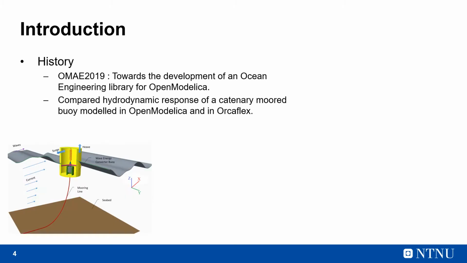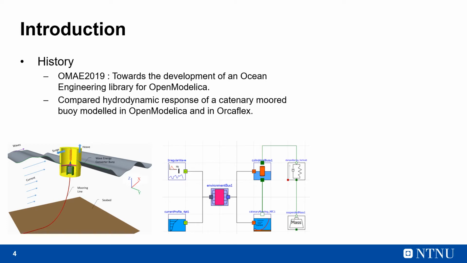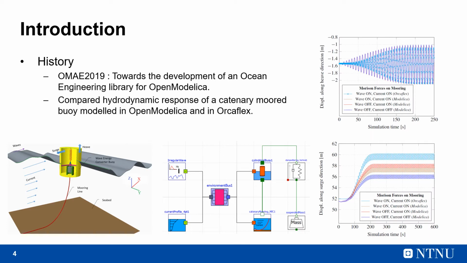The figure shows the concept of the system that was modeled entirely in Open Modelica, where we developed component models for representing the effects of irregular waves and the depth varying current, as well as for the hydrodynamic response of a cylindrical buoy, which is moored by a catenary mooring. We compared the responses and showed that they are in satisfactory agreement with a similar system modeled entirely in Orcaflex.